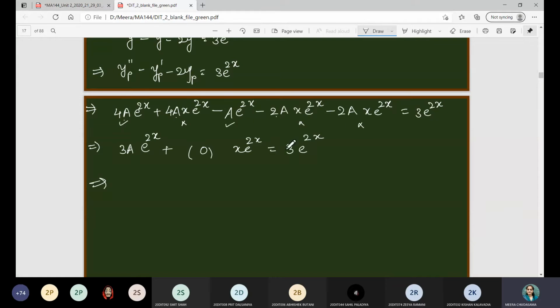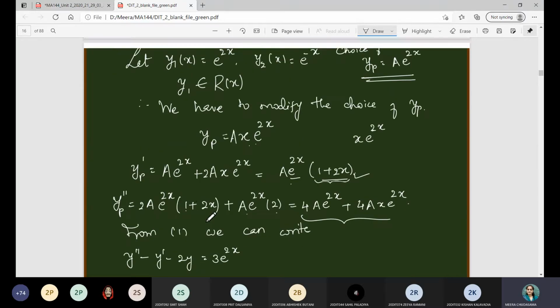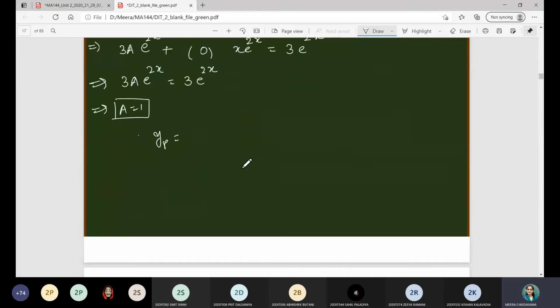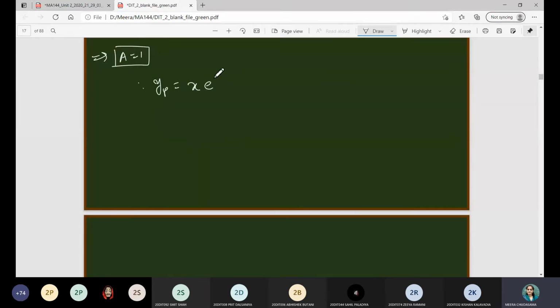So here you can see that by comparing the coefficients on both sides, this is nothing but 3a e raised to 2x is equal to 3 e raised to 2x, which implies a is 1, and therefore what is yp? So yp is a into x into e raised to 2x we have considered. So yp will become x into e raised to 2x. Let me give this as equation number 3.